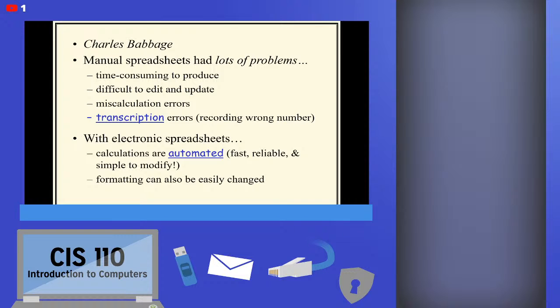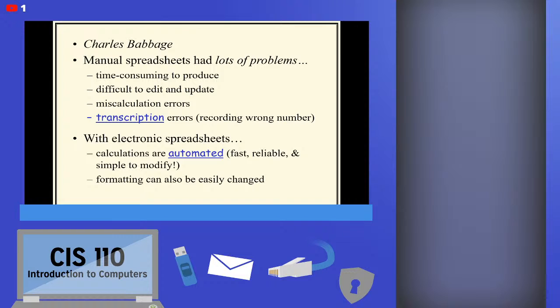But with electronic spreadsheets, these things are automated. They're fast, they're reliable, they're simple to modify. If you make one of these errors, you go back, you find it, you fix it, and that fix is going to cascade all the way through and fix everything that needs to be fixed automatically. Instead of you having to throw out all of your previous work and start over, or redo a ton of work, just one little fix and everything else is fixed automatically.